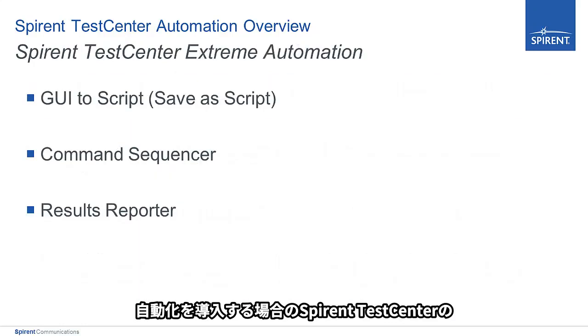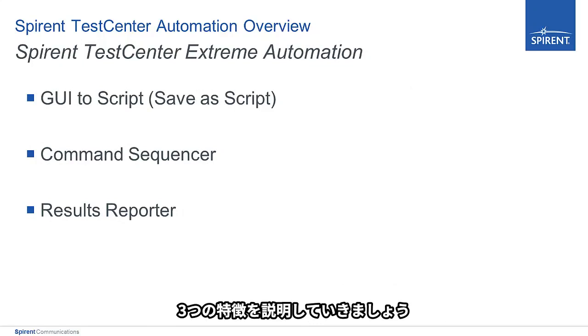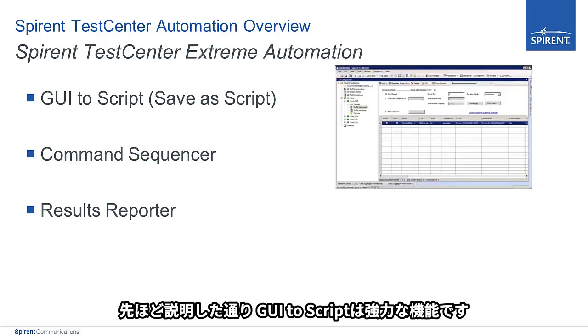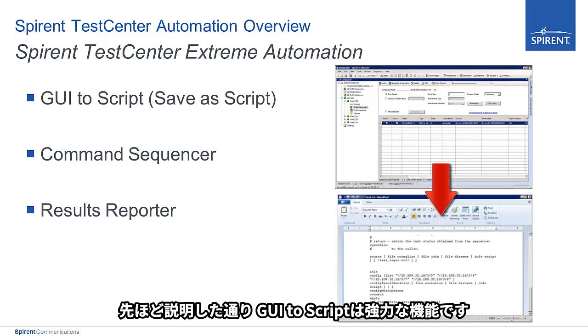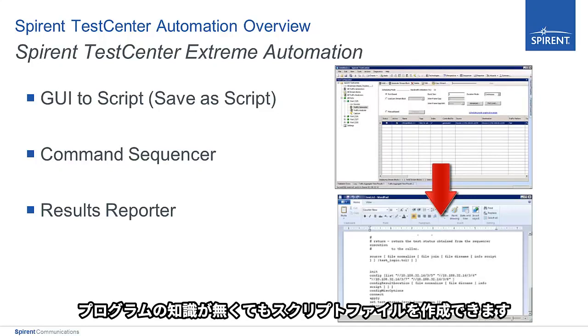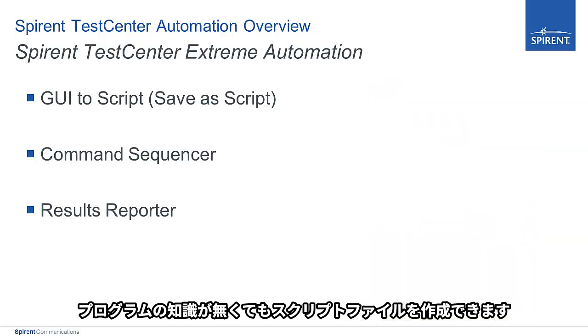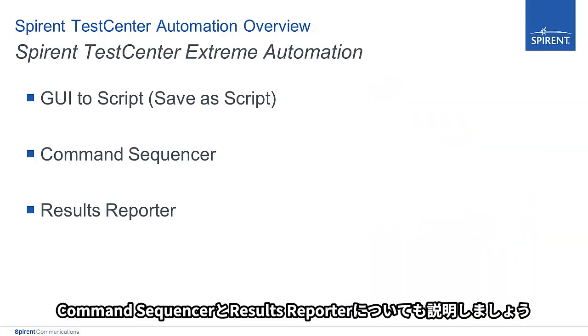Spirent TestCenter Extreme Automation is a term that describes a group of automation tools that you can use to bring the power of automation to your fingertips. Now, we've described the GUI to script feature already, how it can take a GUI configuration and quickly and easily produce a script with absolutely no programming skills required. Now, the other terms, command sequencer and results reporter, are elements that you can have in your automation tool bag to help you automate your Spirent TestCenter test.